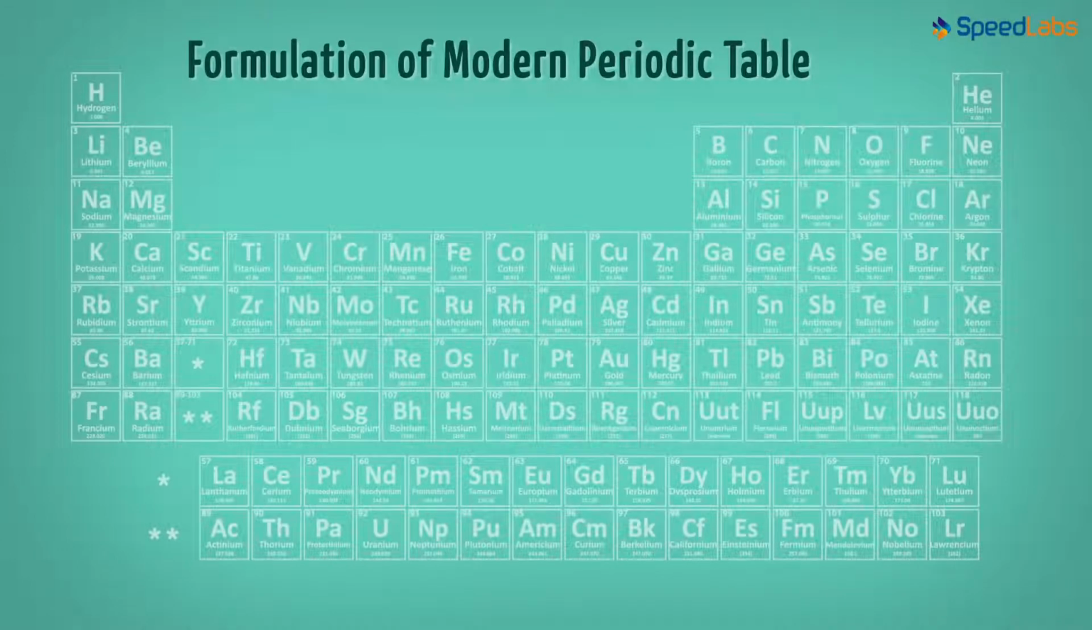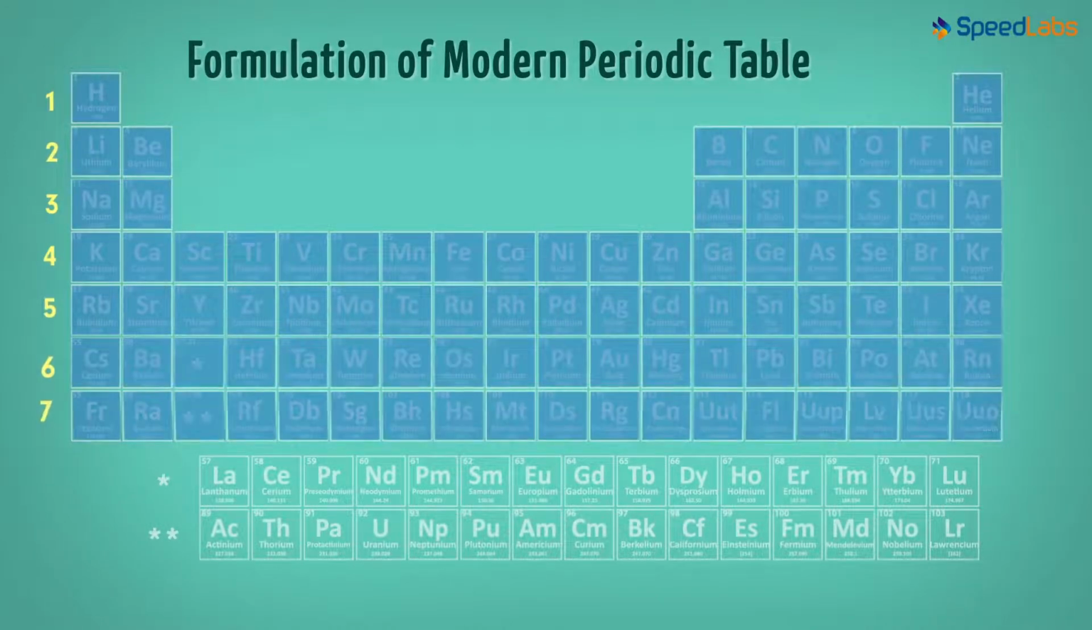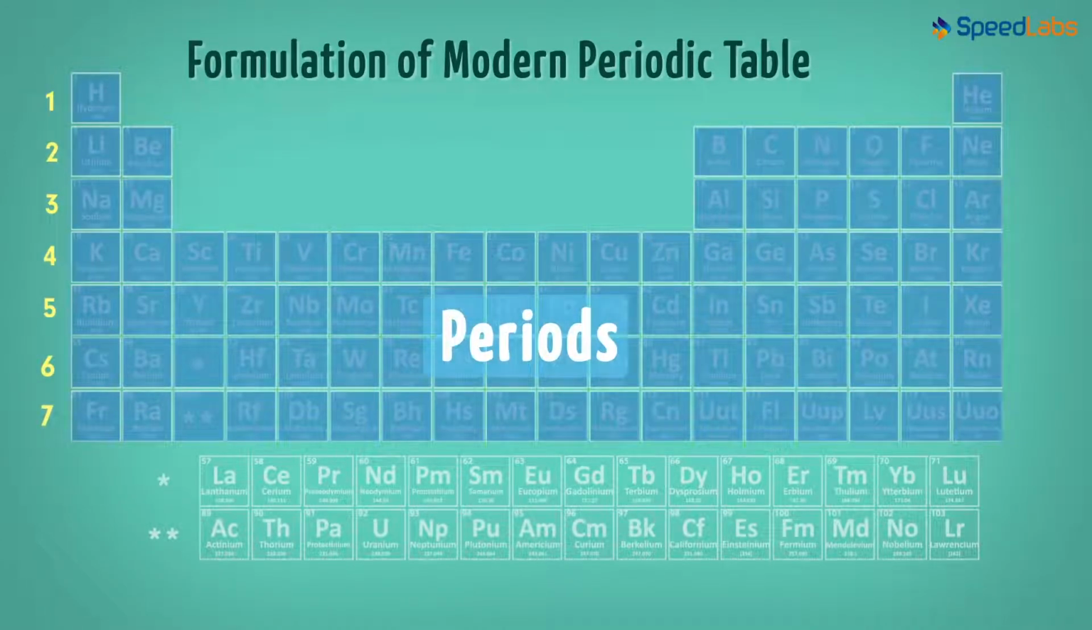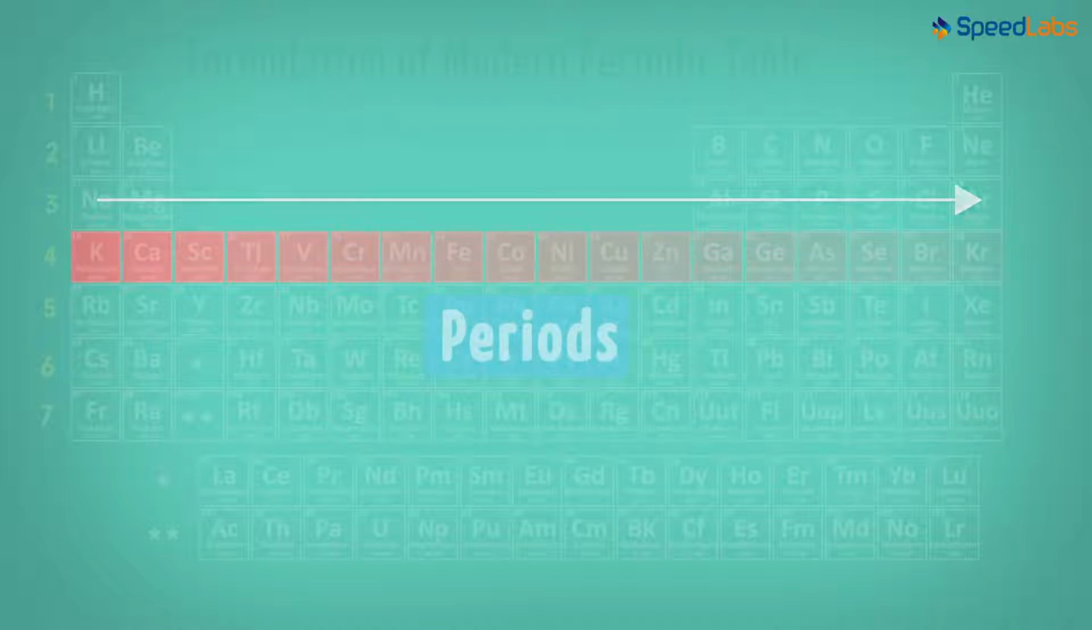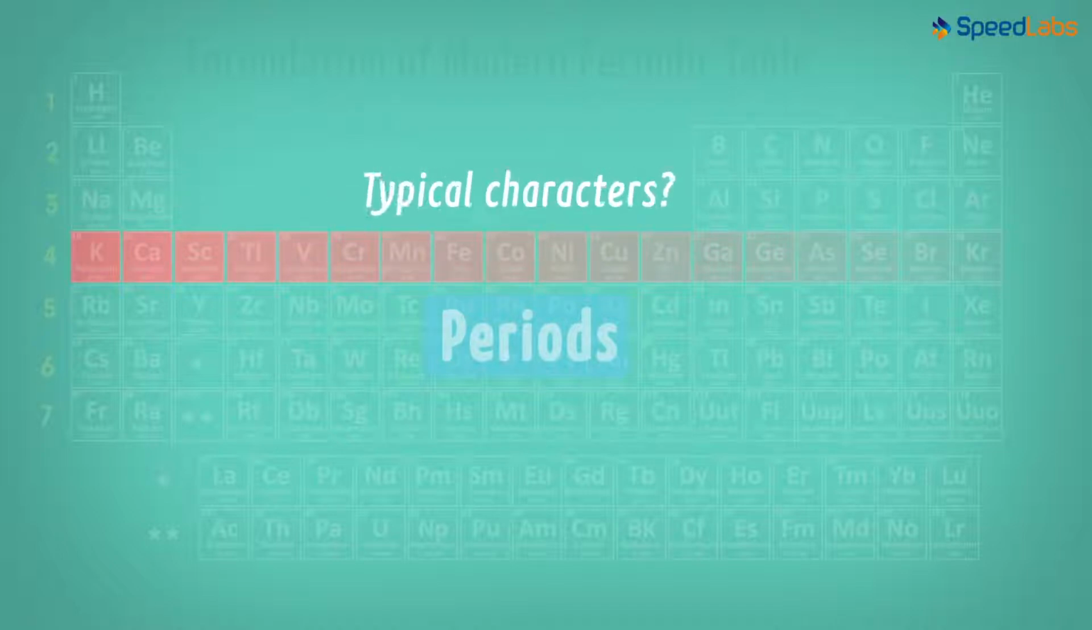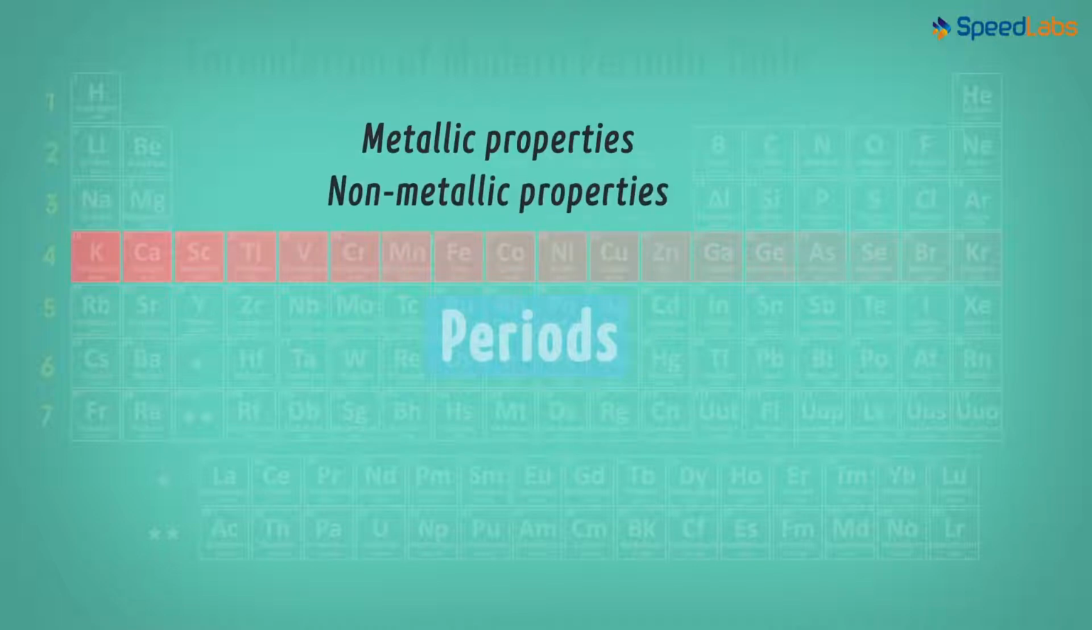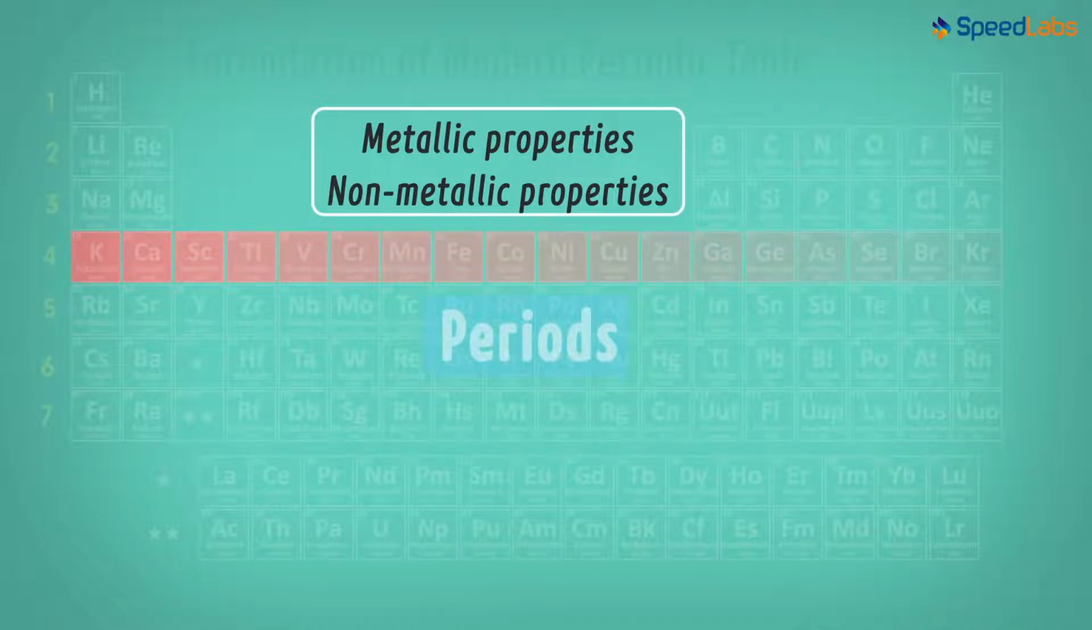Now let's talk about the horizontal rows. These rows are called periods. Here, we do not find similar properties of elements. However, the typical characters of elements are seen increasing or decreasing as we move from left to right in a period. What exactly are these typical characters? The typical characters refer to the metallic properties, non-metallic properties, and so on. Do we mean that these typical characters change across the period?